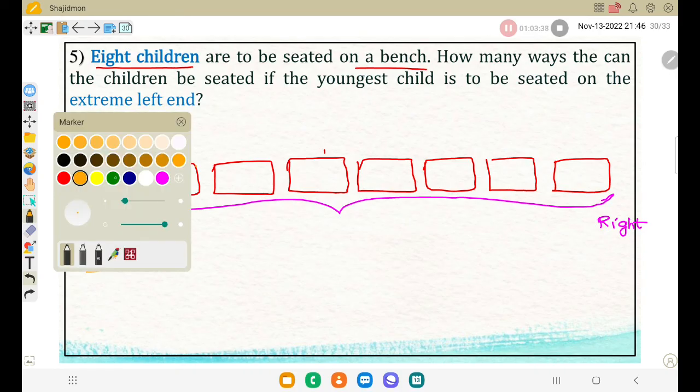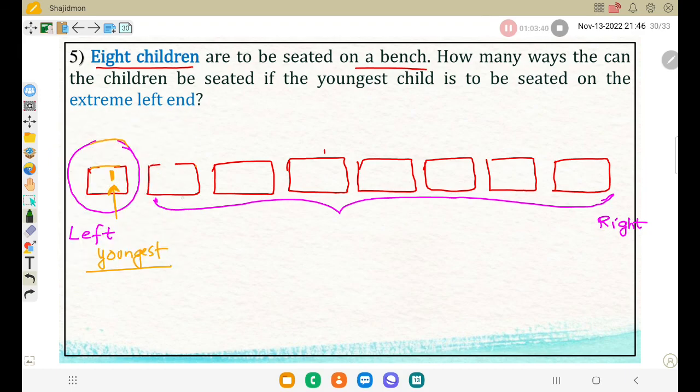Now the second seat, how many people can sit here? There are 8 children. One is already seated here, so how many possibilities are there? 7 possibilities, correct? Now the third seat, how many possibilities will come? One person already sits here, one person sits here, so how many will it be here? 6 possibilities. Totally 8 people, correct?